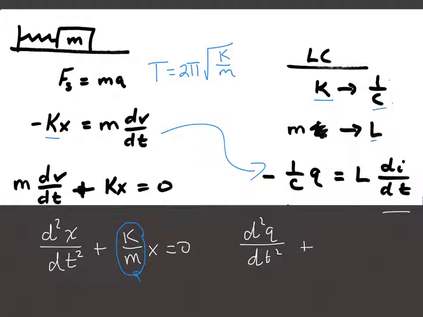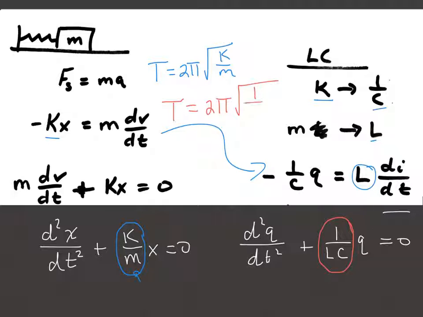And that's going to be plus 1 over C times the charge, and that's going to equal 0. But there was this L right here. So we're going to divide everything by L, which puts that L down here. So same thing, this term is going to be what ends up underneath the square root sign for the oscillator.